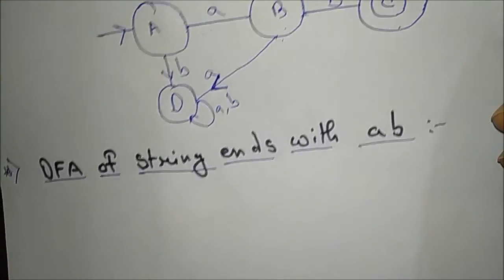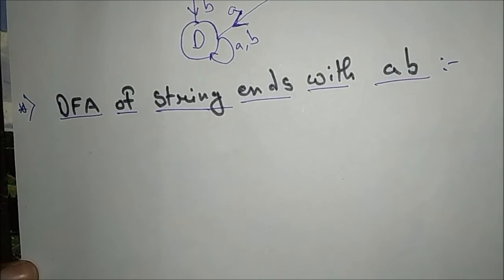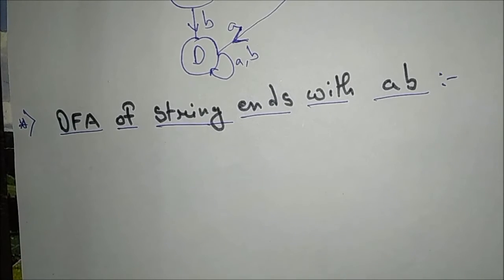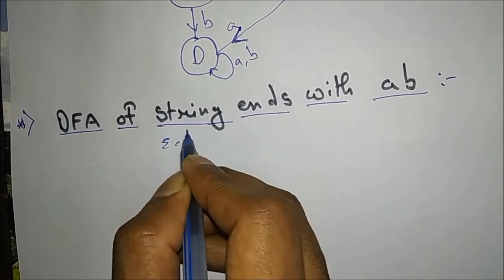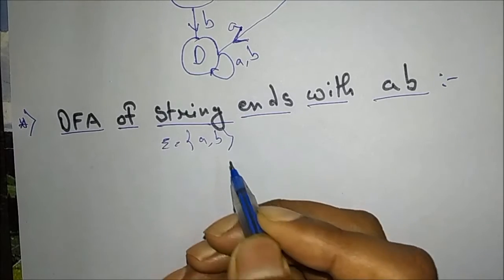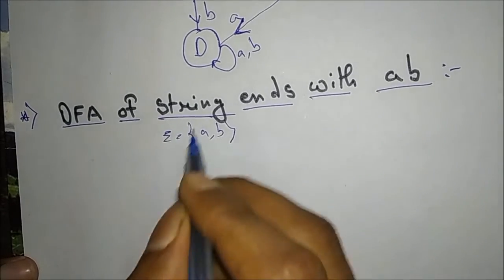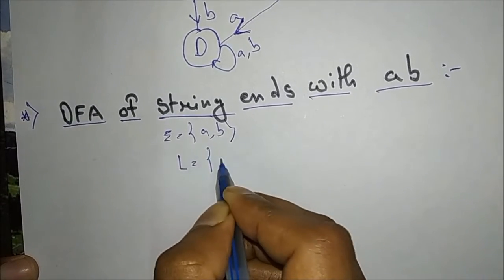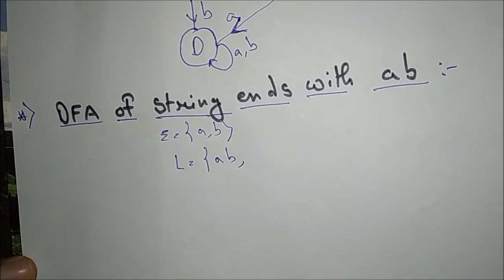Now we move to the next example, a DFA for strings which end with AB. Now the string should end with AB. Here also the input alphabet is A and B, means there are two inputs. Now see, what is the language? The minimum string here is also AB, because the string is ending with AB.